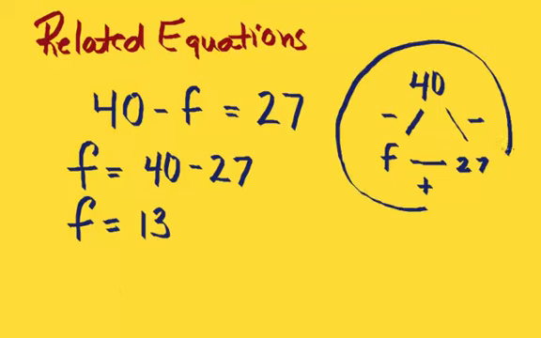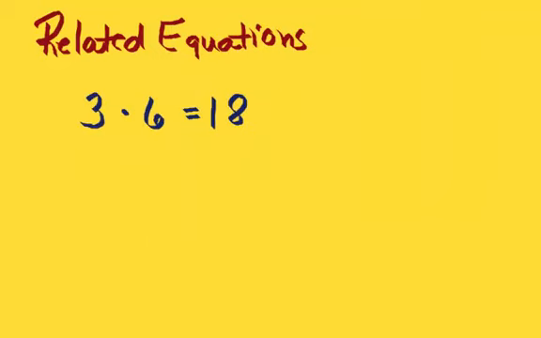So if this triangle method helps you, try to set each one of your problems up like that and really look at the relationship between those numbers. Let's look at a problem with multiplication now. We have 3 times 6 is equal to 18. And whenever we look at problems like this, this concept really does make a lot more sense. We can say 3 is equal to 18 divided by 6, or we could say 6 is equal to 18 divided by 3. So there's that relationship there between the numbers.